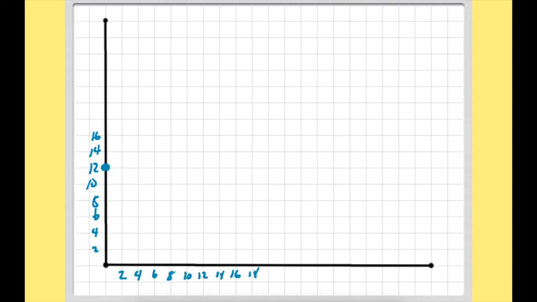That's this right here. So this is our large van axis. This is our small vans. And our other point was 0 large vans, 18 small vans. This was our other point. So the function can be graphed by connecting those 2 points.